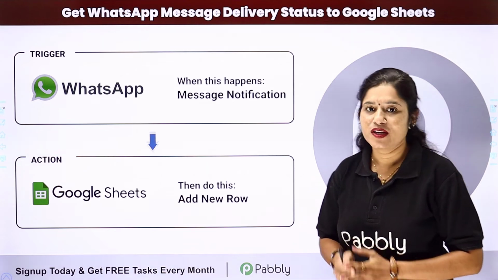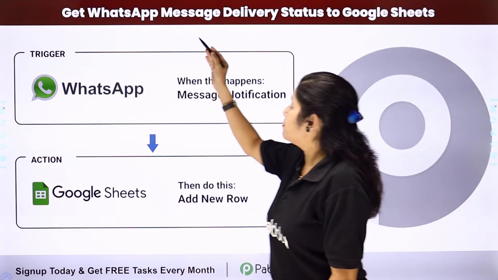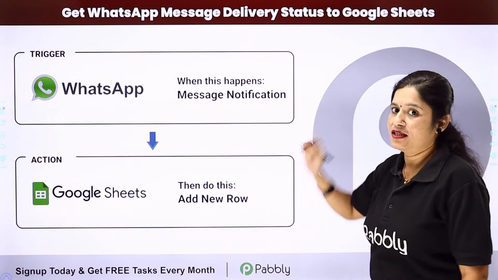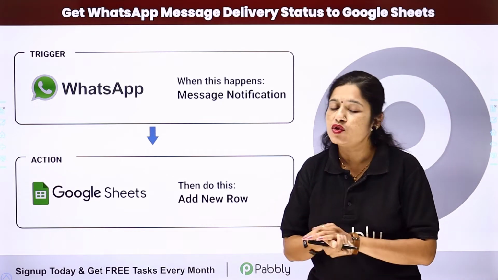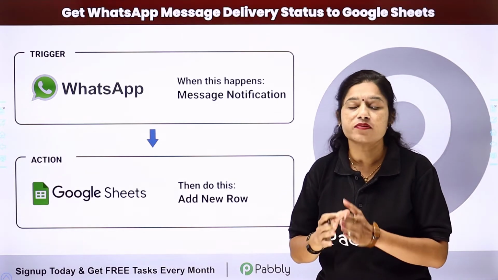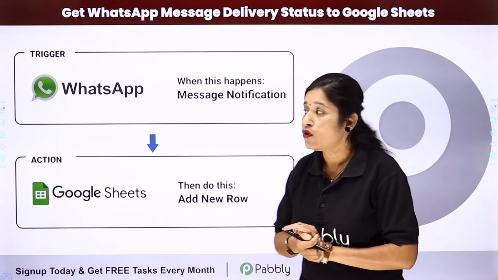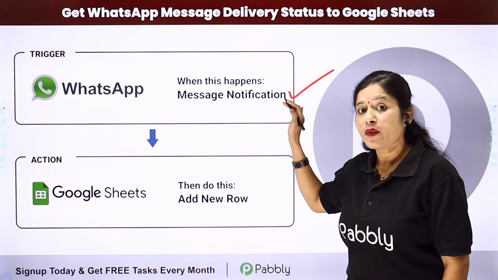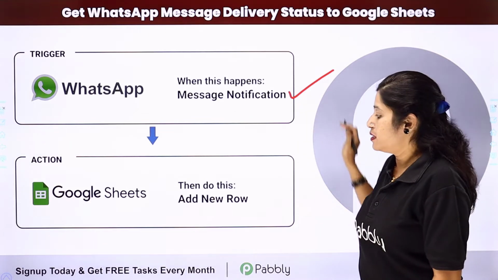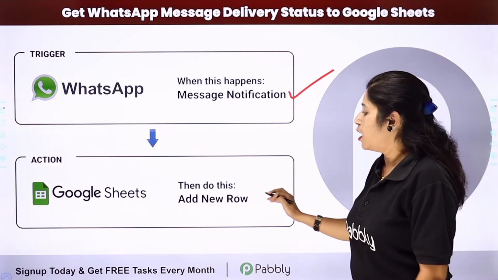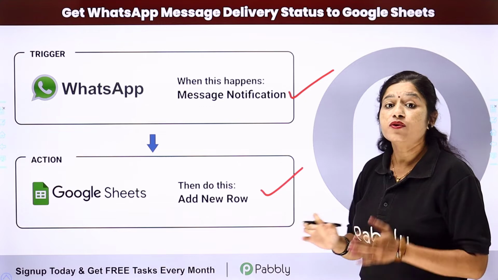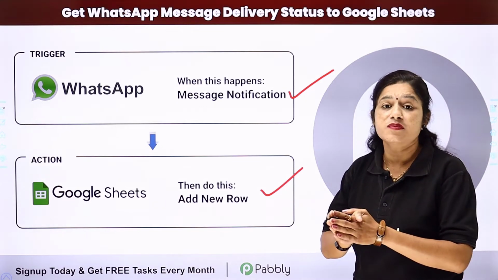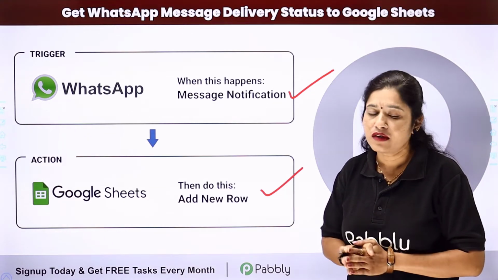In this video, we are going to learn how you can get WhatsApp message delivery status to Google Sheets. So the idea here is that you are sending messages to various customers on WhatsApp. Now you want that whenever a message is delivered to the customer, then automatically the delivery status of the message should be added to your Google Sheet along with the phone number, so that you can have the records of who all customers have received the messages and whether it is delivered or not.